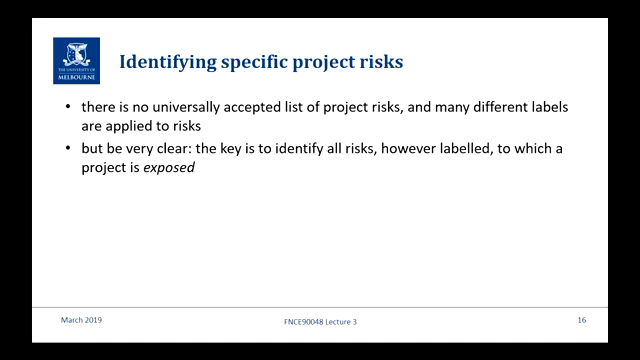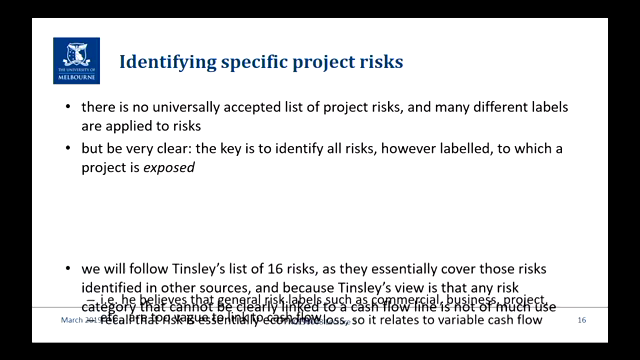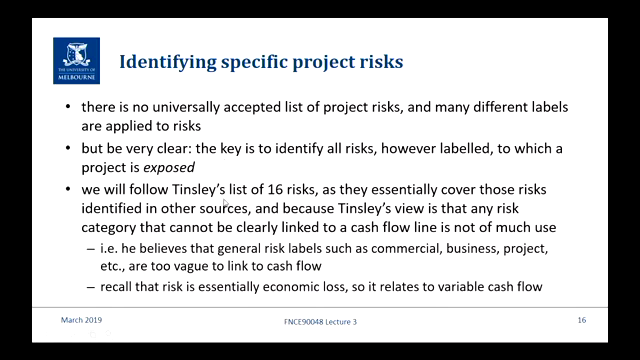I occasionally use the repetition strategy to make you familiar with something because it's important. Sometimes the missing link in understanding is being able to look at the risks and pick out the ones that are appropriate, rather than go to a list and just dump what's on the list. So I'm going to follow Tinsley's list of 16 risks. The reason is that they essentially cover ones that we see in any of the other sources, but also Tinsley has a good justification in terms of his categorisation.